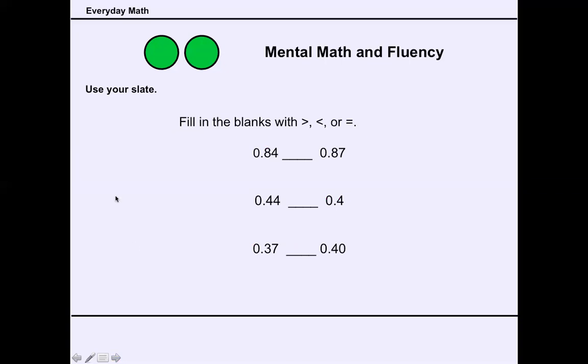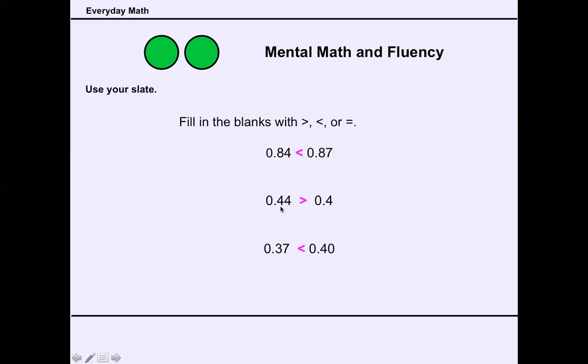All right, our next page for mental math. 84/100 is blank, then 87/100. 44/100 is blank, then 4/10. 37/100 is blank, then 40/100. Write down your symbols. Let's check our answers. For the first one, 84/100 is less than 87/100. That should be pretty easy. We know that 84 is less than 87.